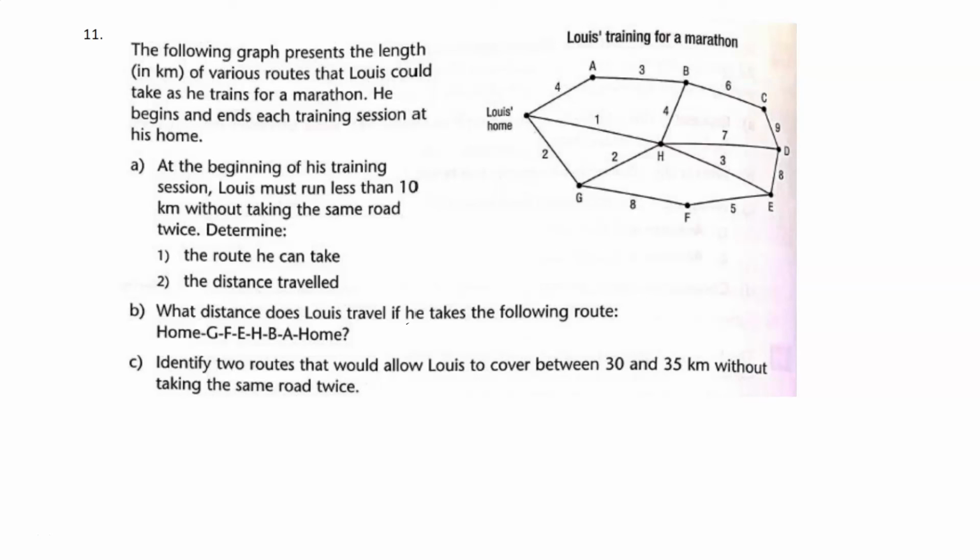Let's start at home. Go to A, that's 4, plus 3 is 7, plus 4 is 11. So we've already gone further than Louis wants to do in his short run. Let's try going from Louis' home to H, which is 1, to G, which makes it 3, and 2 home makes it 5. One possible solution is from home to H to G and back to home. And in that case, he traveled a distance of 5 kilometers.